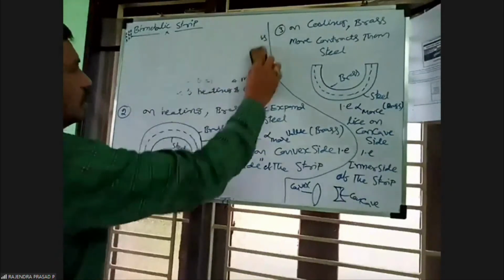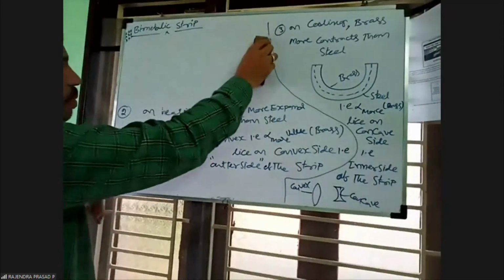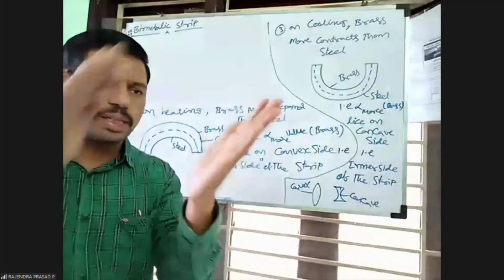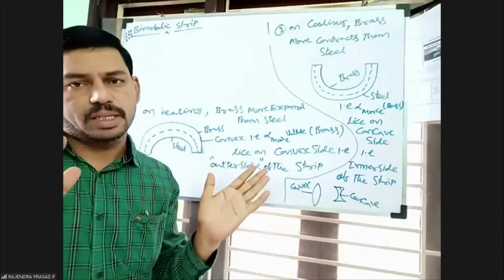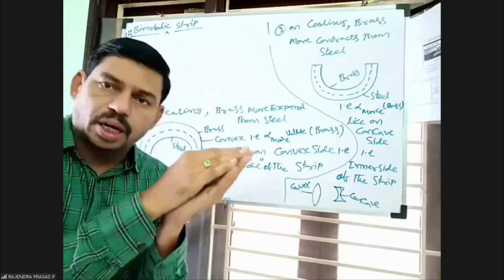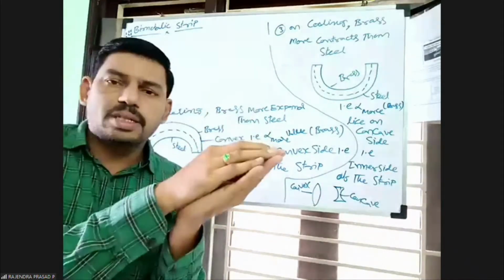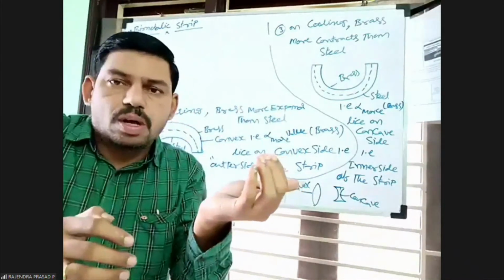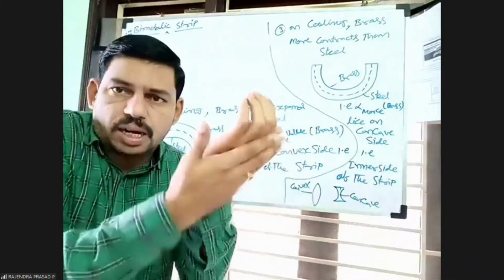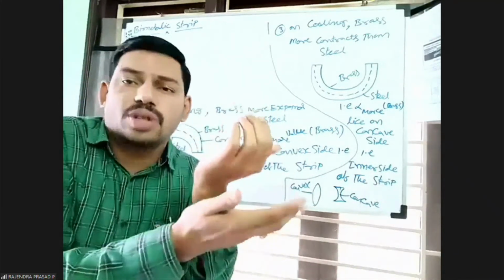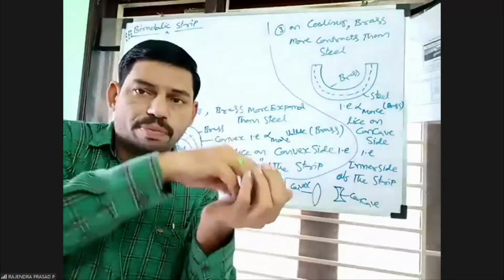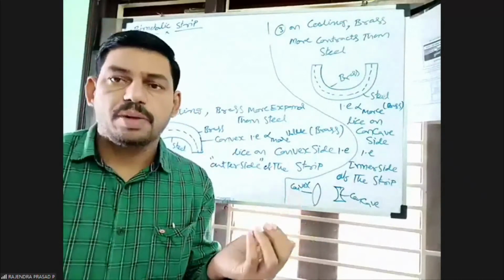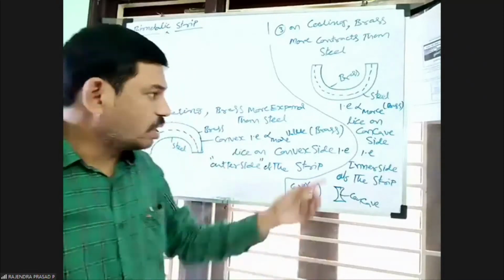So bimetal, what is the bimetal strip? When two different metals are riveted together to form a single strip, it is called a bimetallic strip. On heating, the bimetal strip takes a convex shape. Convex shape means the outer side is brass, with a high coefficient of linear expansion, and the inner side has a low coefficient of linear expansion. This is important. On cooling, it takes a concave shape.